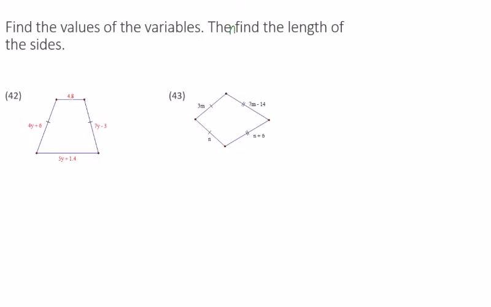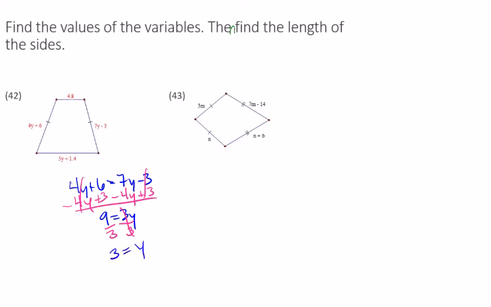So number 42, we're given that these are congruent, right? So we can set 4y plus 6 equal to 7y minus 3. And so we can subtract 4y from both sides. And we can add 3 to both sides. And we get 9 equals 3y. Then we can divide by 3. So we get y equals 3.